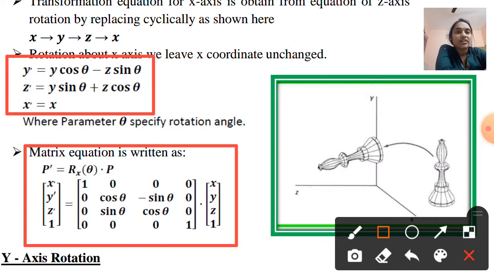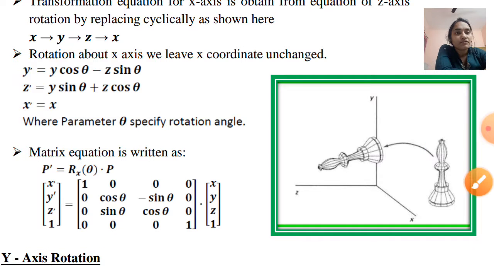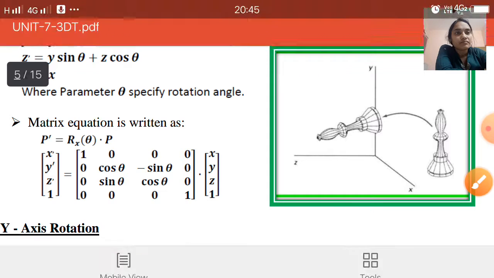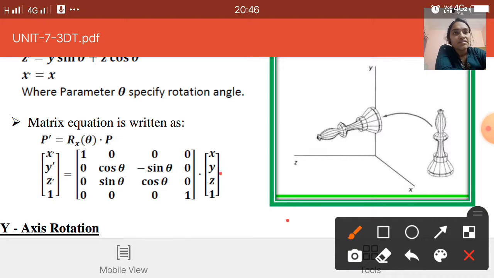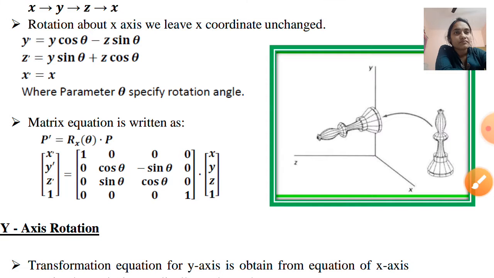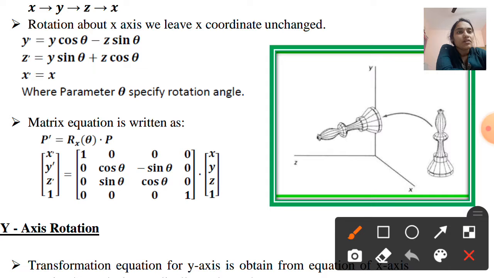Okay. And in this image, first we rotate x to y, then y to z, then z to x. Okay, in this way it can rotate. It will rotate cyclically.